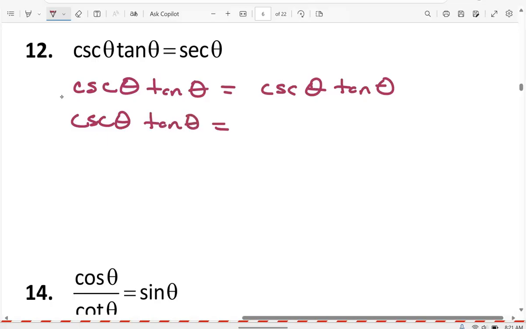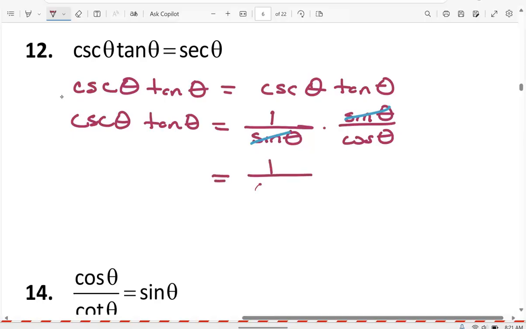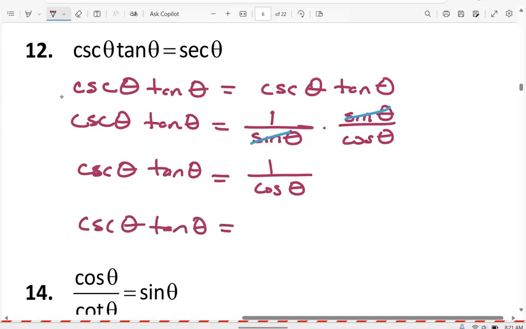On the right side, I'm going to re-express in terms of sines and cosines. Cosecant of theta is 1 over the sine of theta, and tangent of theta is sine of theta over cosine of theta. Now I can cancel common factors of sine in that multiplication, and that will leave us with 1 over the cosine of theta on the right side, and bringing down cosecant of theta times the tangent of theta on the left. We have one thing left to do, and that's to re-express 1 over the cosine of theta as secant of theta. Now we've proven what we needed to, and we're done with the proof.